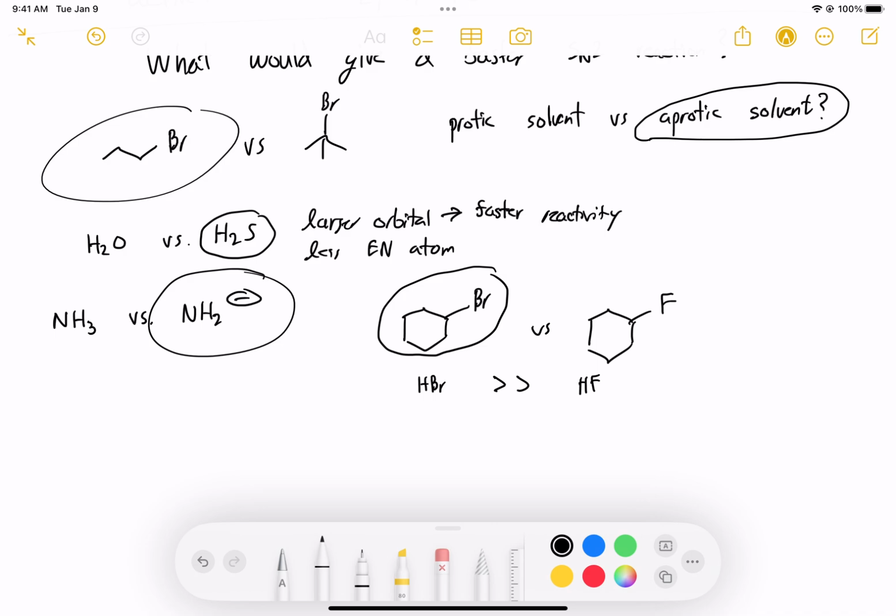Okay, so better acid, better leaving group, stronger conjugate acid equals better leaving group. There we go. All right.